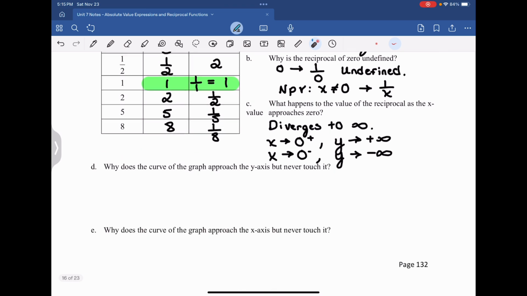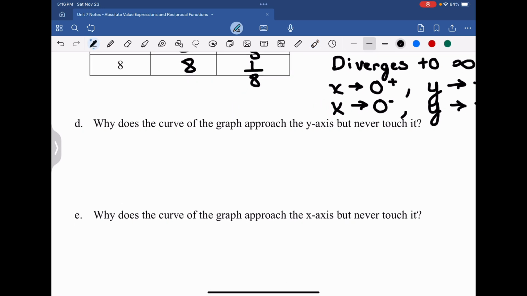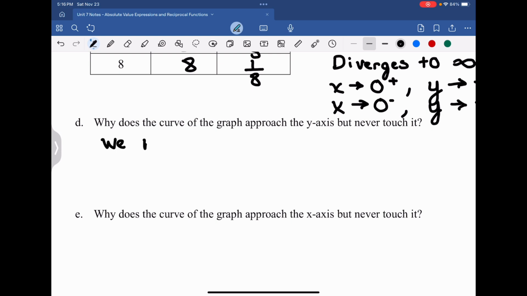Okay, a bit of an interesting one here. That's kind of revealing something. Now, why does the curve of the graph approach the y-axis but never touch it? The reason is because it's a non-permissible value. So we have a non-permissible value, or an NPV, at x equals zero. As it approaches the value of x equals zero, we actually can't have a zero denominator. The reason is because if x equals zero, it wipes out that denominator. So if we have a non-permissible value, it will only purely diverge away to infinity. Why does the curve of the graph approach the x-axis but never touch it?